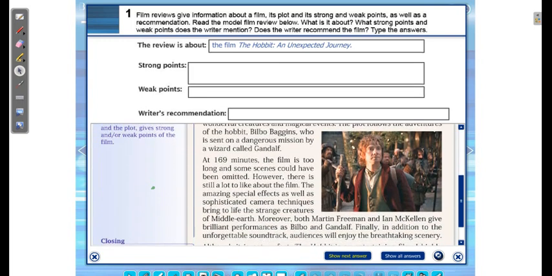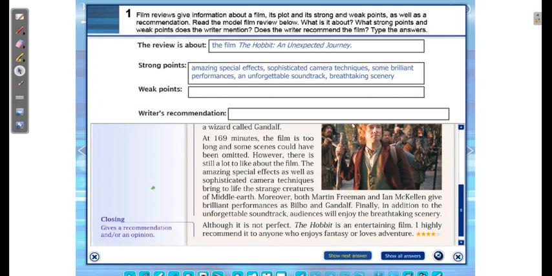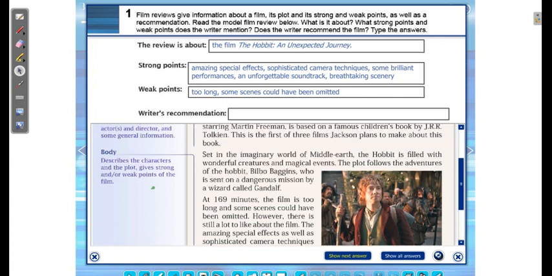So what are some of the strong points? If you check here, you can see that the strong points are the amazing special effects, sophisticated camera technique, some brilliant performances, an unforgettable soundtrack, and breathtaking scenery. And the weak points, okay, we can also see here some of the weak points. So the weak points are that it is too long. You can see here it is too long. Some scenes could have been omitted.